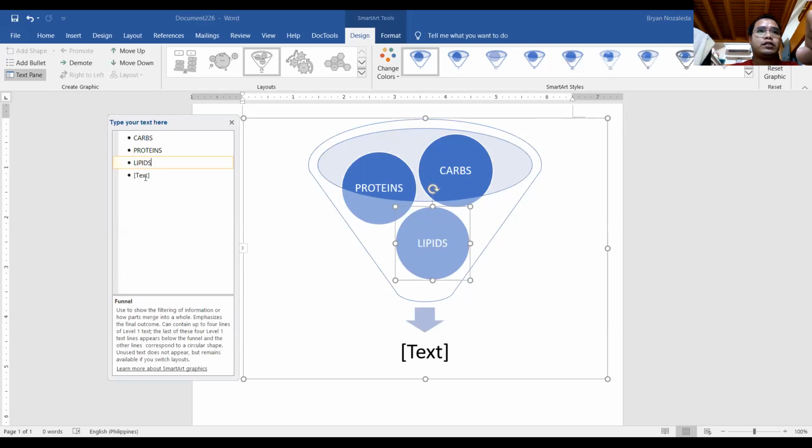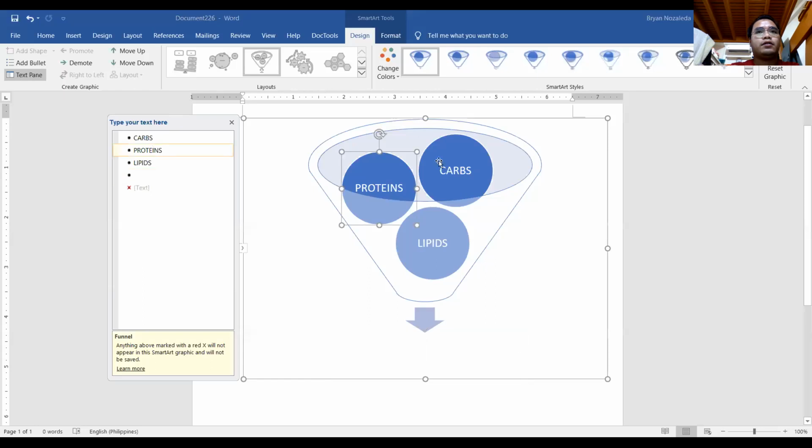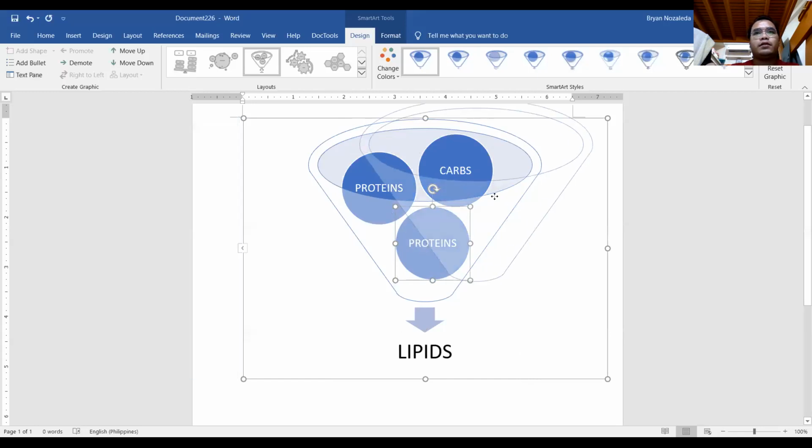What else? What's the other one? Hindi nyo alam? My God. Nucleic acids. Ay, sorry. There should be another one. Mag-copy tayo. Ay, hindi na makikita yung isang graphic. So, hanggang 3 lang siya.